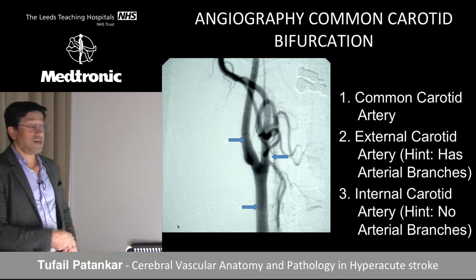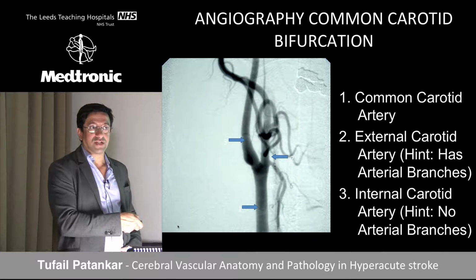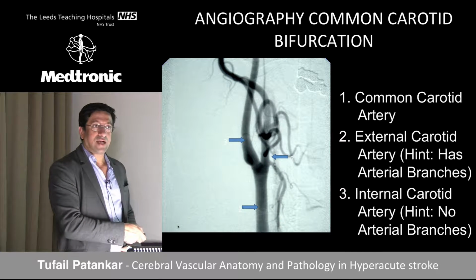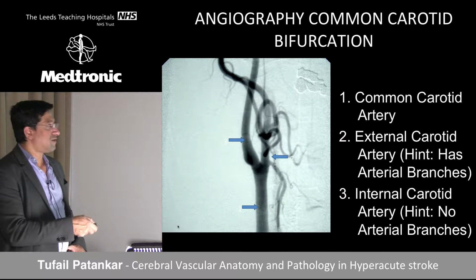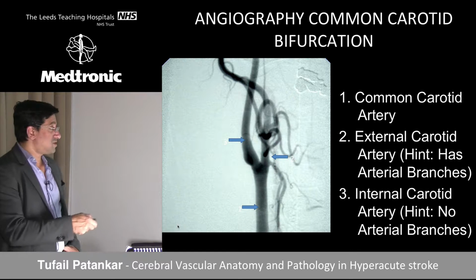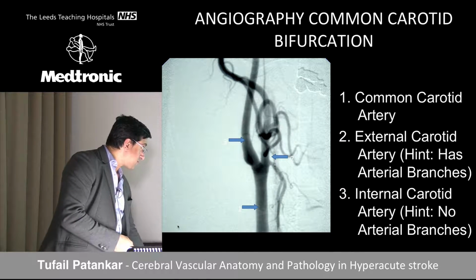So not interested. Sometimes you want to know it, because if you've got a disease in the bifurcation, then you might want to put a stent there and then do a thrombectomy, and you just want to make sure that you're covering it properly across the bifurcation.